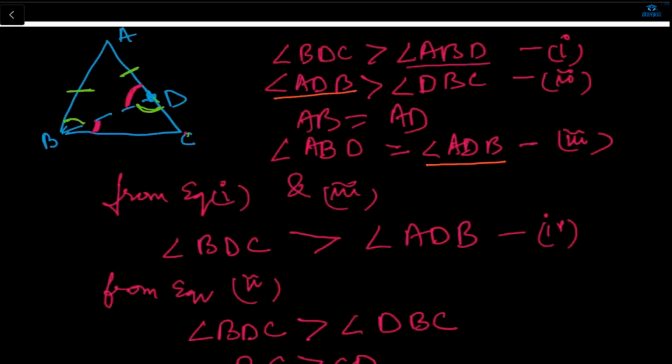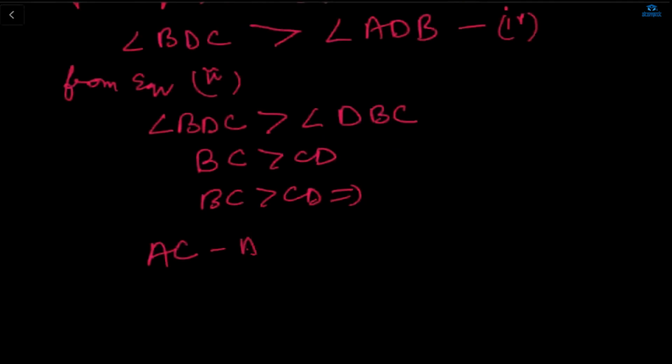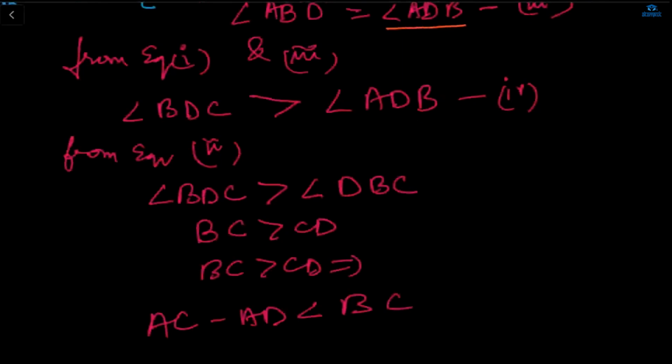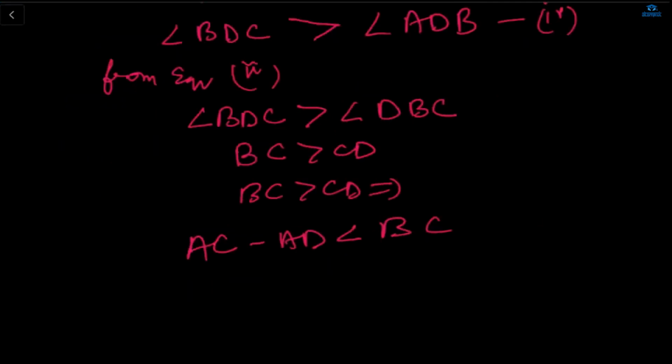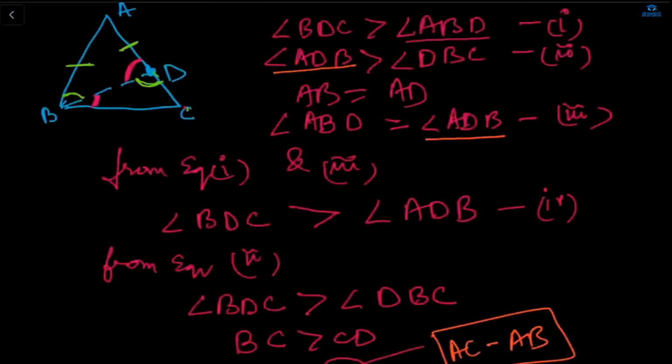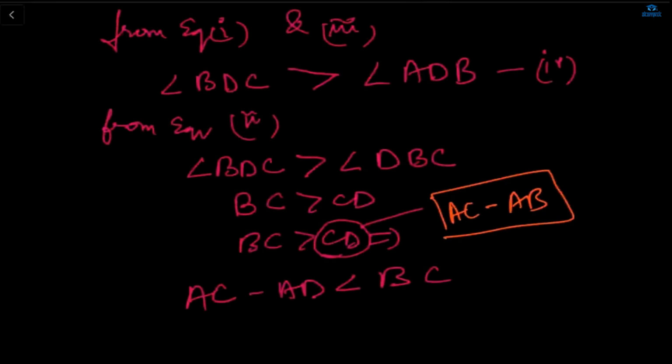So if you subtract AD from AC, because AC is bigger, then AC minus AD will be less than BC. I have just written the CD this way. From the diagram, CD can be written as AC minus AB, because AD and AB are equal, so instead of CD you can write AC minus AD. Understood this? AC minus AD will represent the value of CD. So since CD is less than BC, AC minus AD will also be less than BC.